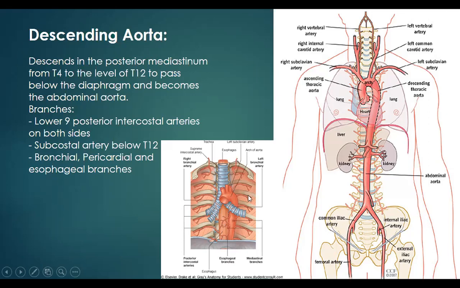So there are the lower 9 posterior intercostal arteries, then the subcostal artery, then the bronchial arteries. You see here the bronchial arteries, then there will be pericardial arteries. The heart has been removed here so that you can appreciate it. If not, you can see the pericardial arteries. Then you can also see the esophagus and the artery supplying it. These are the esophageal branches. These are some of the branches coming from the descending thoracic aorta.